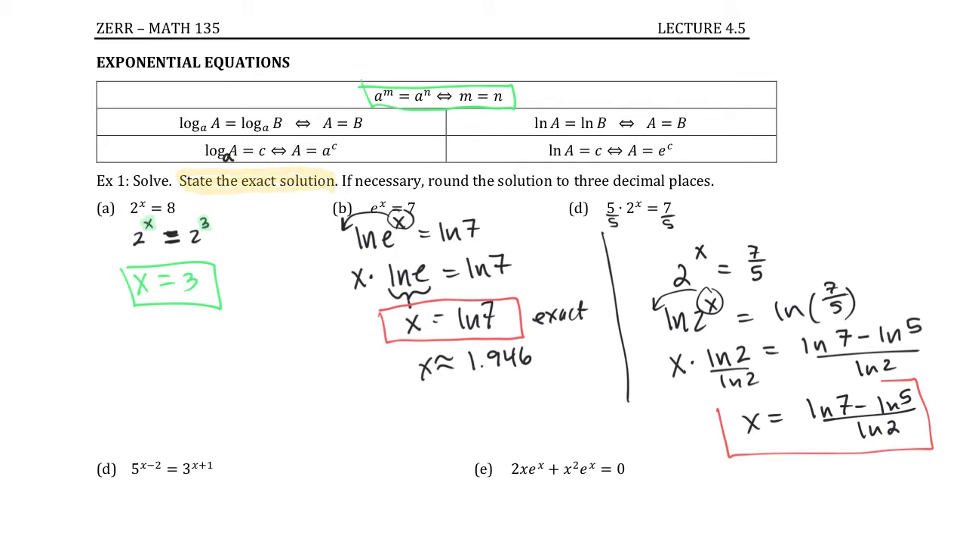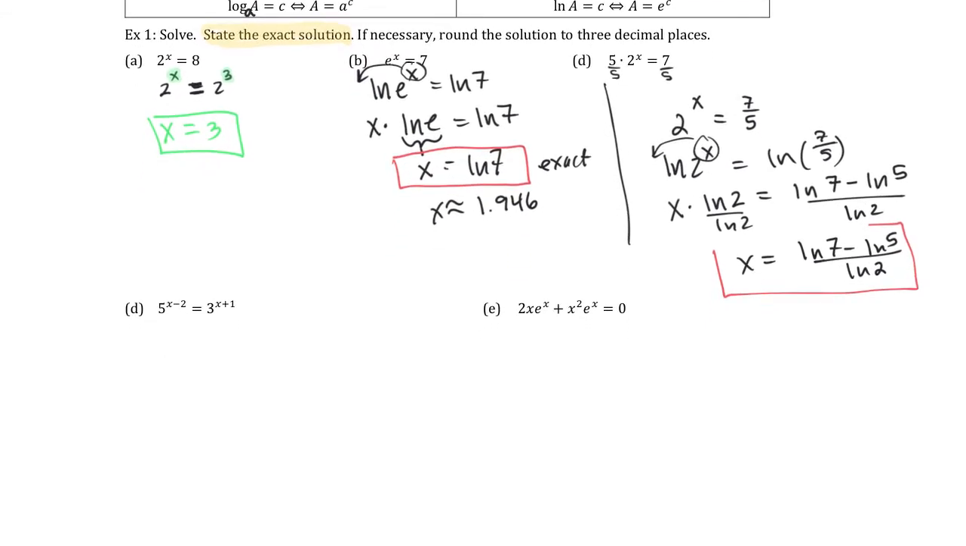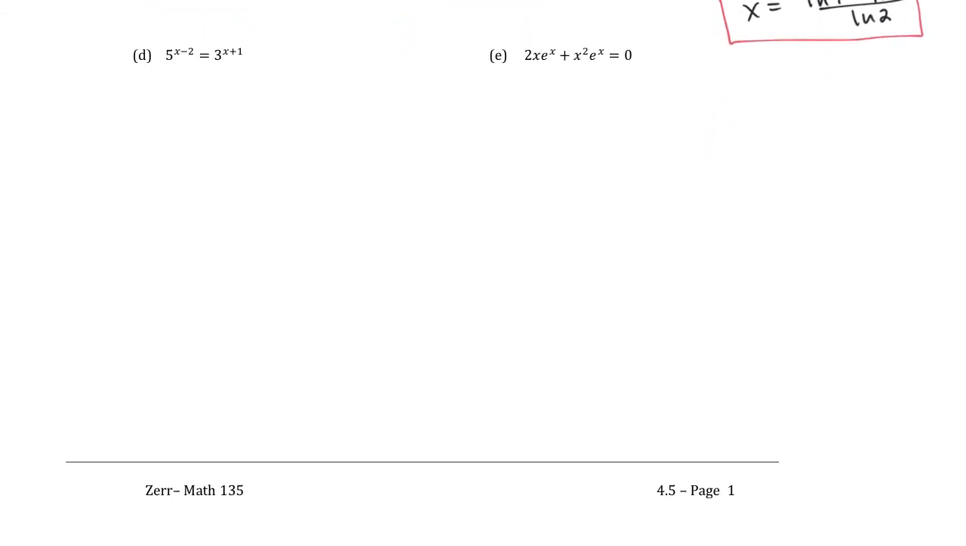Great, okay, let's move on and do a couple more. So here we have different bases. 5 to the x minus 2 is equal to 3 to the x plus 1. All right, in this case, I'm going to just take the natural log of both sides. The benefit of doing that is that it allows me to get at those exponents. Those can come down and be coefficients. So then I would have x minus 2 times the natural log of 5 is equal to x plus 1 times the natural log of 3.